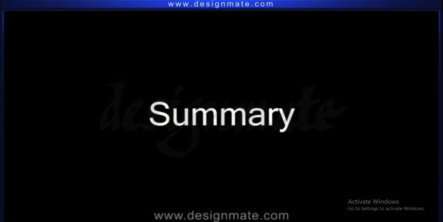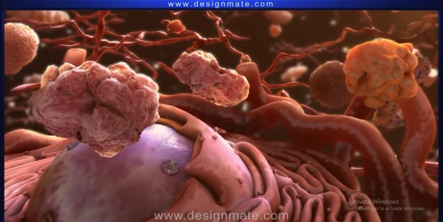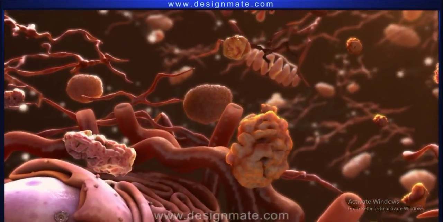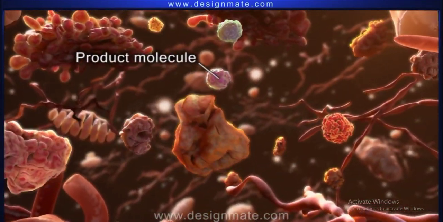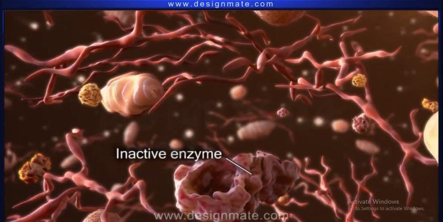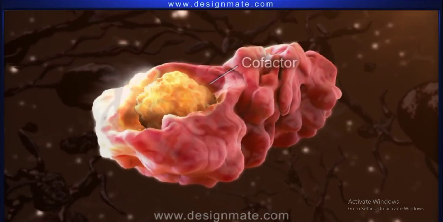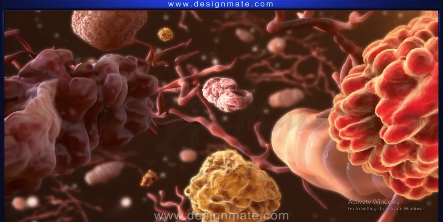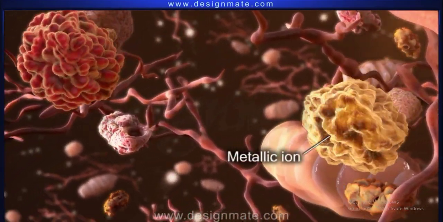To summarize, the enzymes are of two types: active and inactive. The active enzyme directly acts on the substrate and converts it into the product molecules. The second type of enzyme is the inactive enzyme, which requires a cofactor for activation. These cofactors can be organic compounds, generally termed coenzymes, or can be metallic ions.